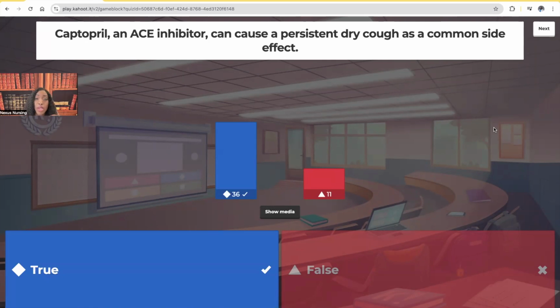And also, by the way, if the patient experiences this, there are so many other antihypertensive agents on the market that are just as effective. The patient doesn't have to suffer with this cough. The healthcare provider is just going to go ahead and order another type of antihypertensive agent for this patient.